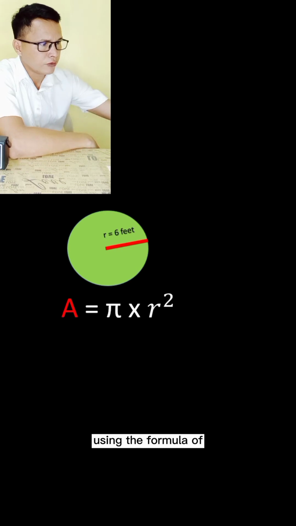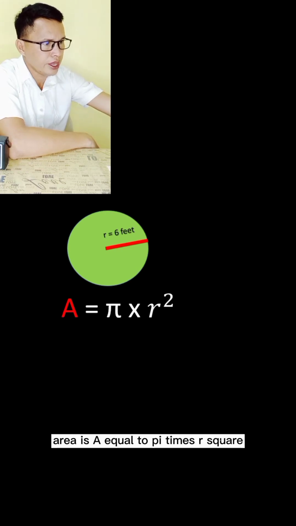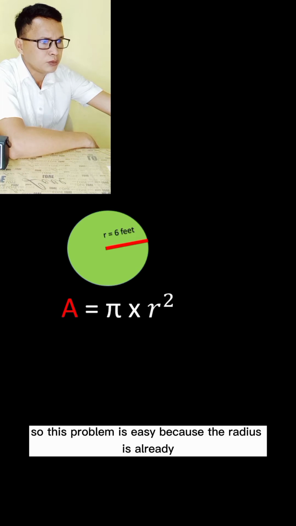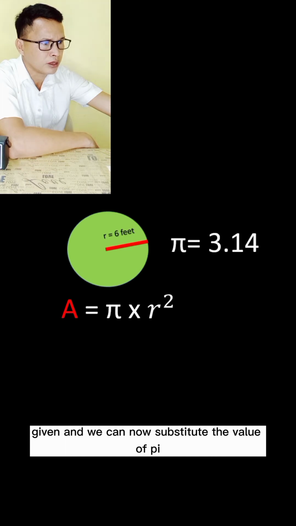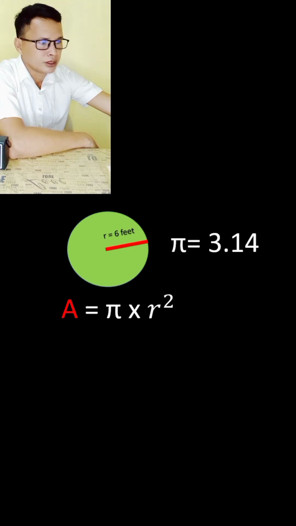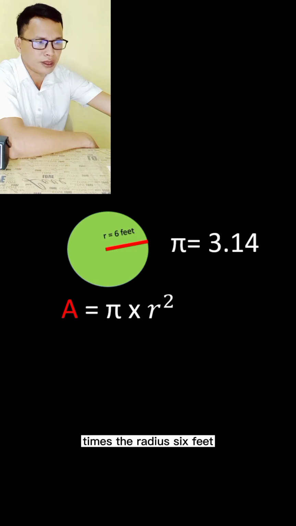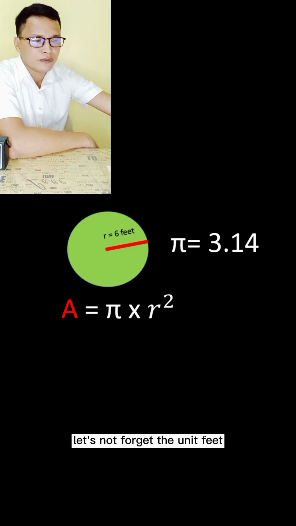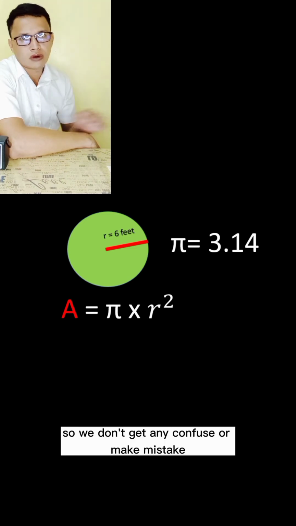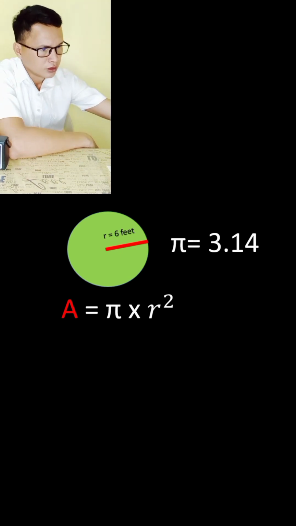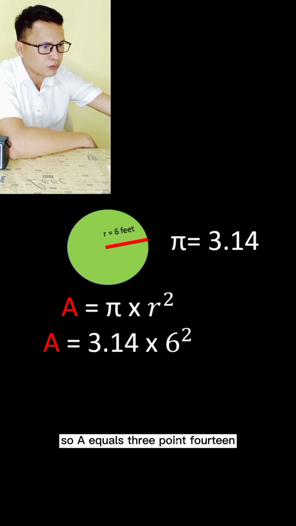Using the formula of area, A is equal to pi times r squared. So this problem is easy because the radius is already given, and we can now substitute the value of pi, which is 3.14 times the radius 6 feet. Let's not forget the unit feet so we don't get confused or make mistakes. So A equals 3.14 times 6 feet squared.